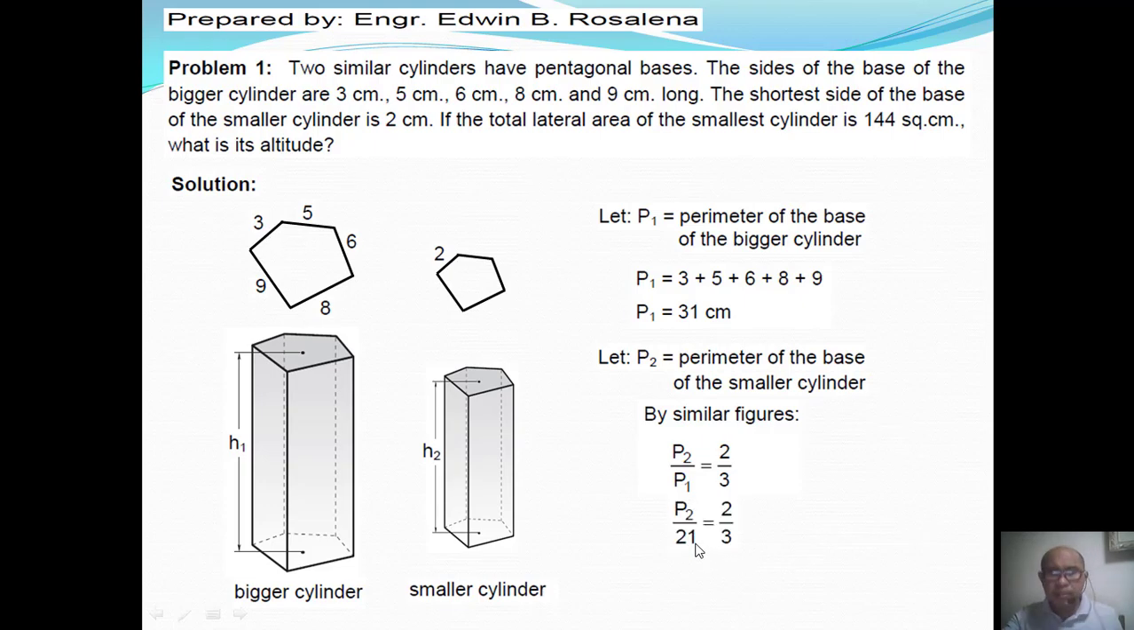Why is it that we have 21? It should be 31. Kindly check. So 2/3 times 31, this is 20.67. This is correct, 31. Kindly check, this is not 21, this is 31. It was misprinted. P2 over 31 equals 2/3, so I can solve for P2. That is 20.67. If you change this to 31, then times 2/3, that is 20.67.